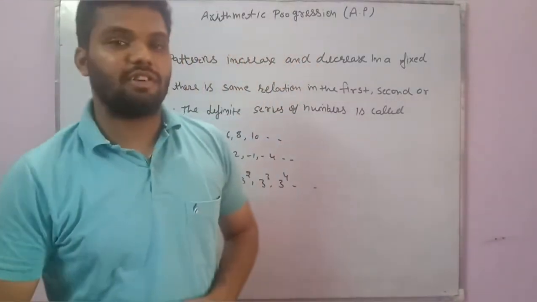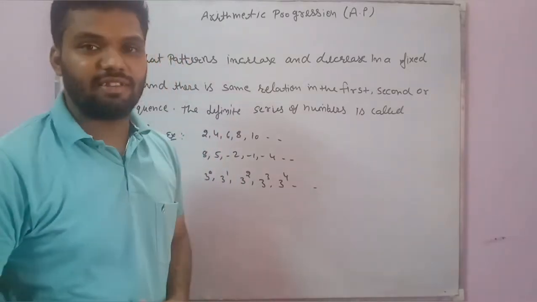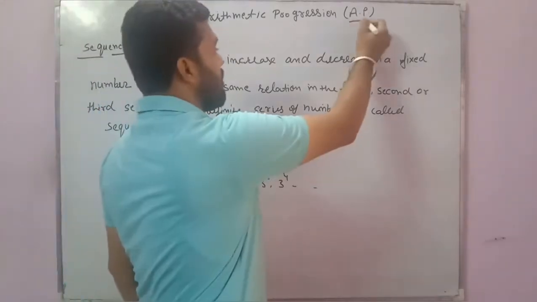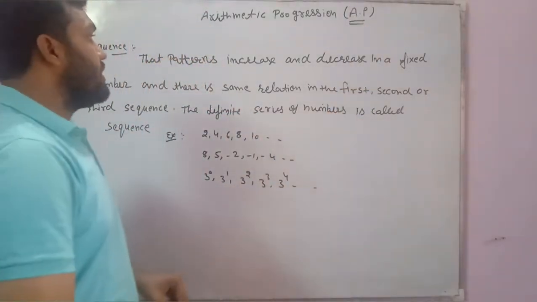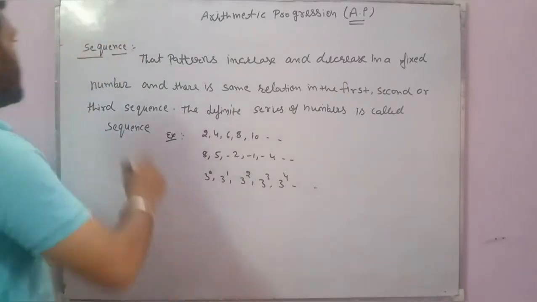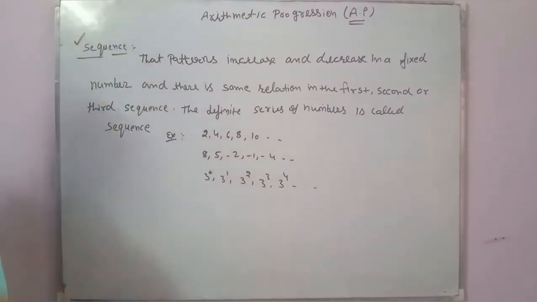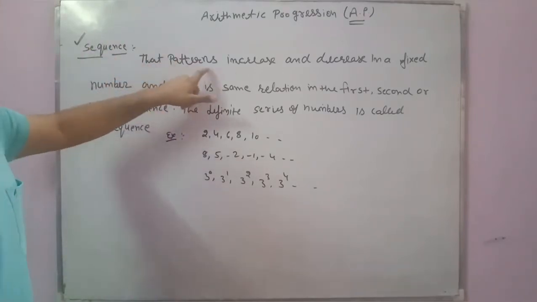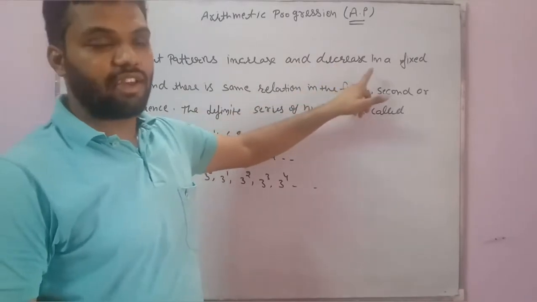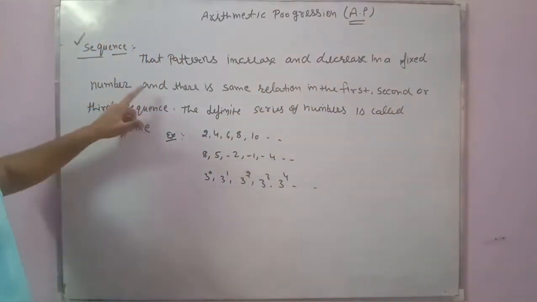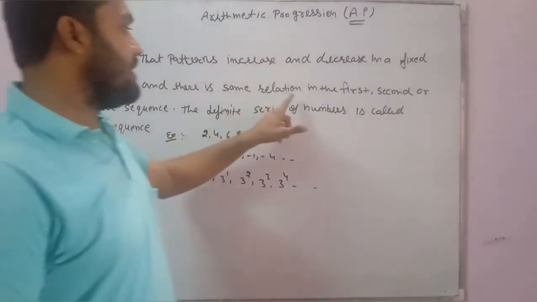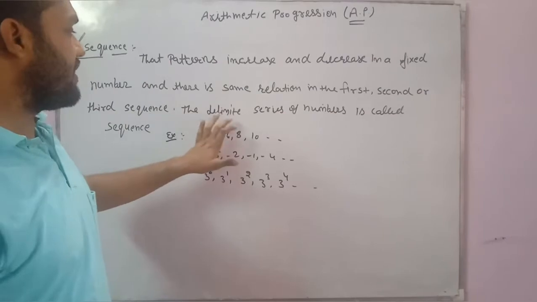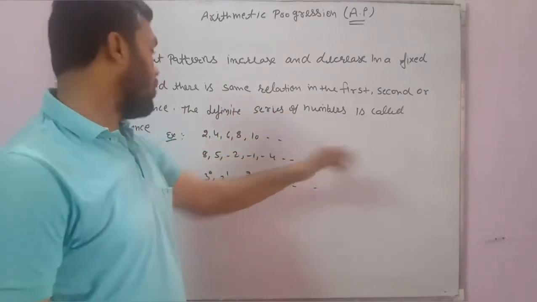Today we discuss a topic of class 10th. This topic is arithmetic progression, in short AP. तो AP को स्टार्ट करने से पहले we discuss about sequence. What is a sequence? A series of numbers with a pattern, increasing or decreasing by a fixed number, and there is the same relation between the first, second or third terms. The definite series of numbers is called a sequence.